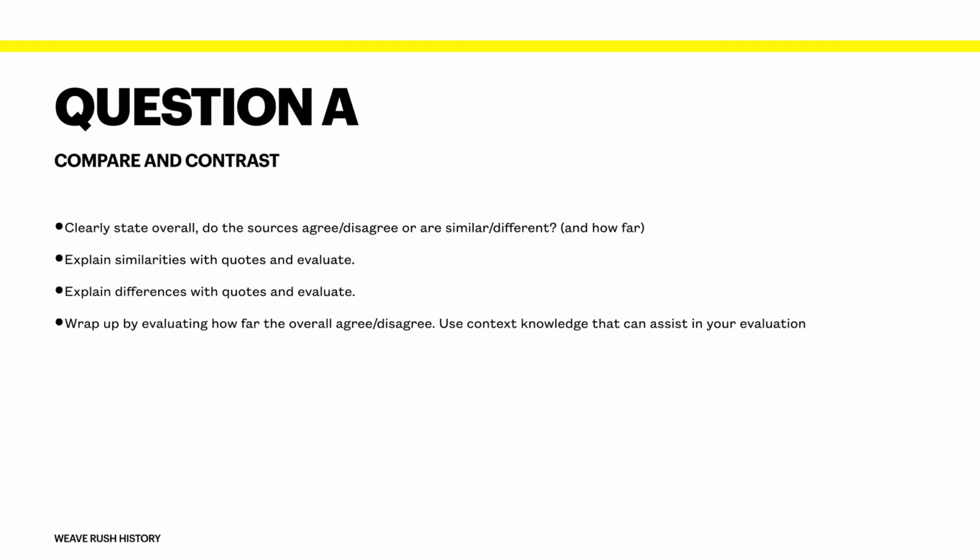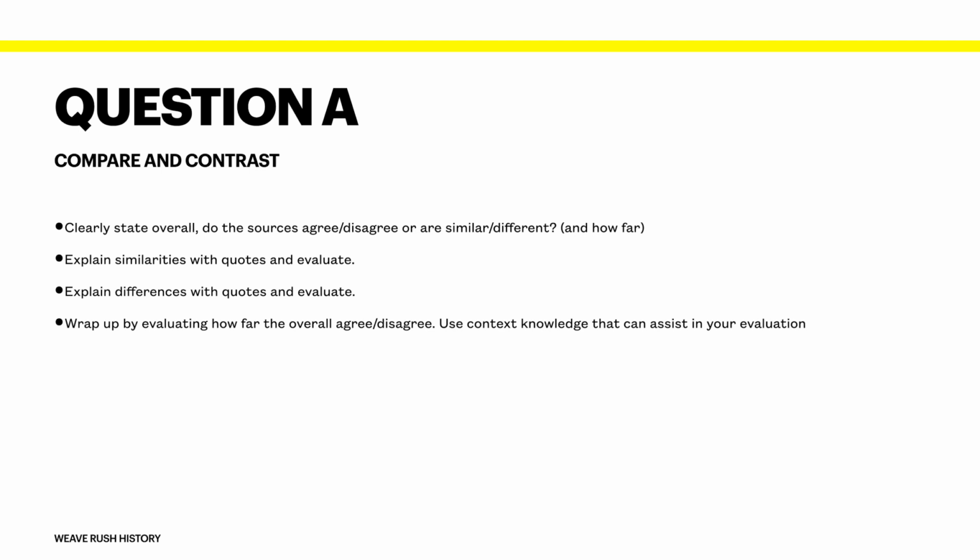So you'll need, I'd say, a paragraph, though not necessarily, I'm just saying the way to differentiate it. You can write it in however many paragraphs you need, but you need to have a clear explanation of similarities between the two sources, evaluate those similarities, and use quotes. It can even be just a phrase. And then you do the same thing with differences. Explain the differences with quotes and evaluate what that means for the two sources. And then you would wrap it up by evaluating how far they overall agree or disagree.